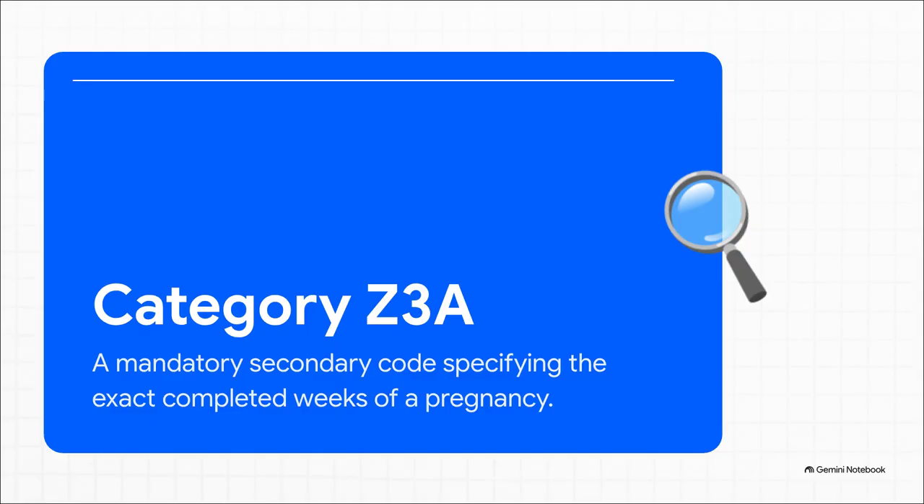Unpacking Category Z3A is absolutely vital. This category specifies the exact completed weeks of gestation, and it's a mandatory secondary code on all maternal obstetrician records. If you miss a Z3A code on an obstetrician claim, you are looking at immediate clearinghouse edits and claim rejections. Why? Because payers and CMS need this code to pinpoint the exact clinical severity and timeline of that pregnancy.